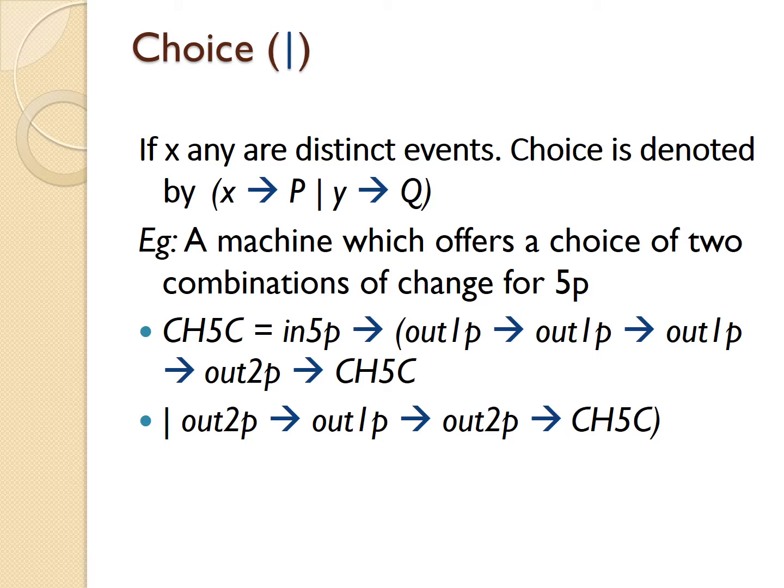Change5: input 5 penny, you can get the combination of 1 penny, 1 penny, 1 penny, and 2 penny. This is 5 pennies. This is one combination. Or, the symbol is saying choice, you can either get it like this: 2, 3, 4, 5 penny. So this is the usefulness of the choice notation in CSP.